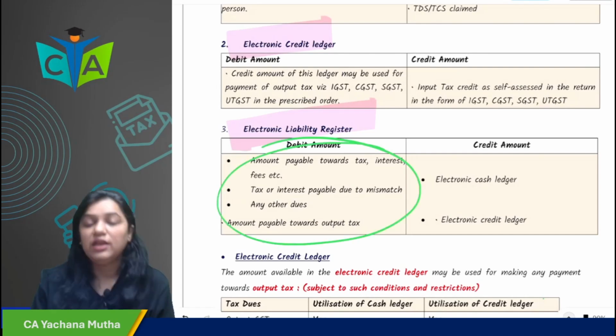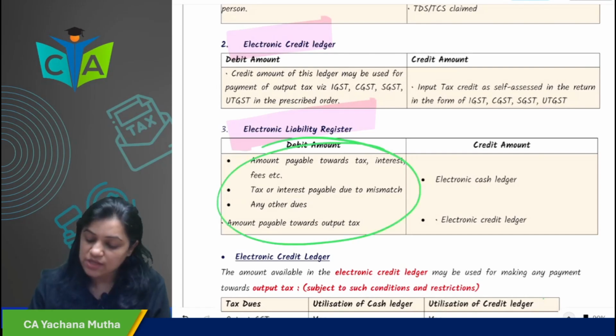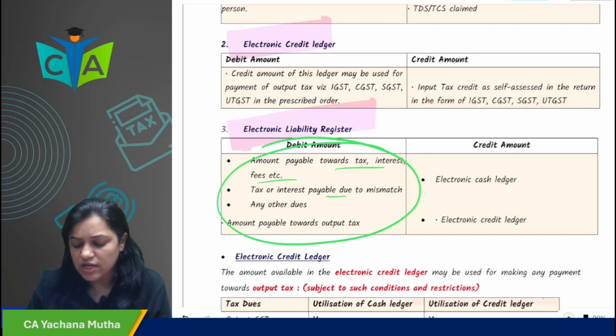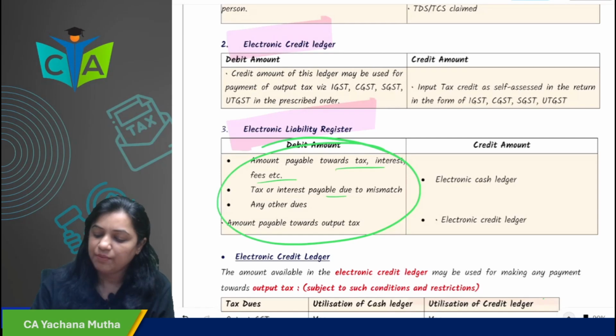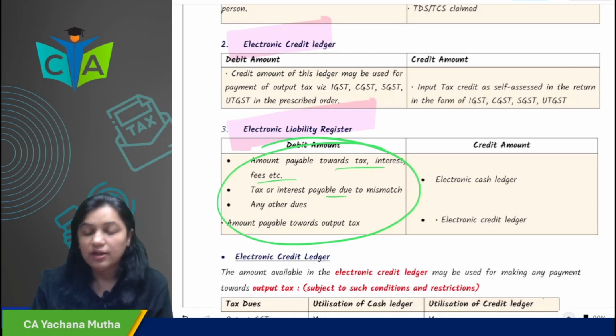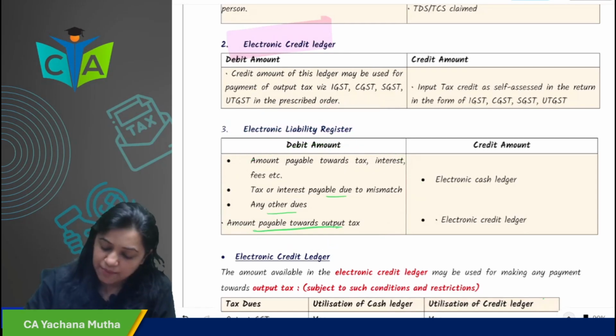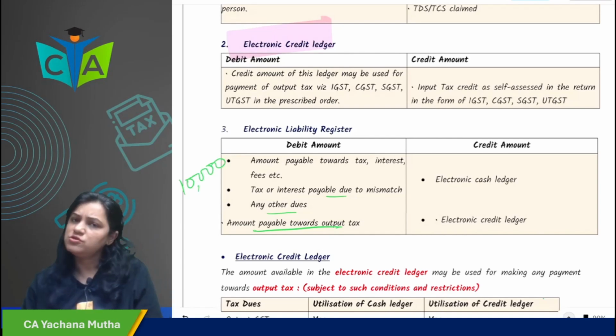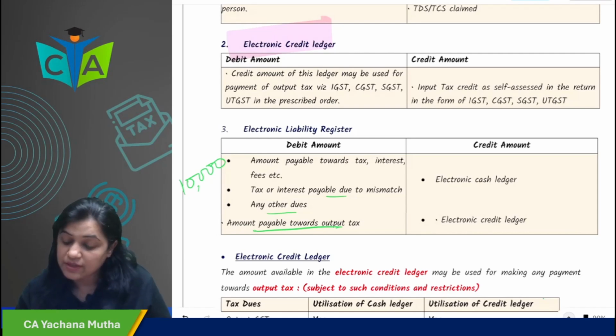You remember, any amount payable towards tax, interest, fees, or the tax which is payable due to mismatch, any amount payable towards output tax is debited in the electronic liability register. For example, the amount payable towards output tax comes to 10,000 rupees. So 10,000 will be debited to the electronic liability register.